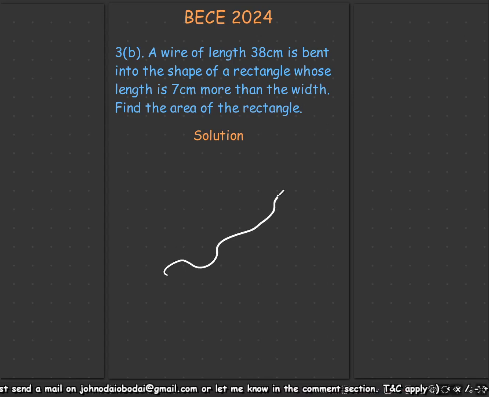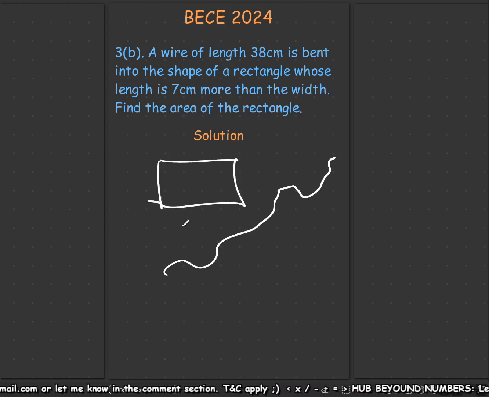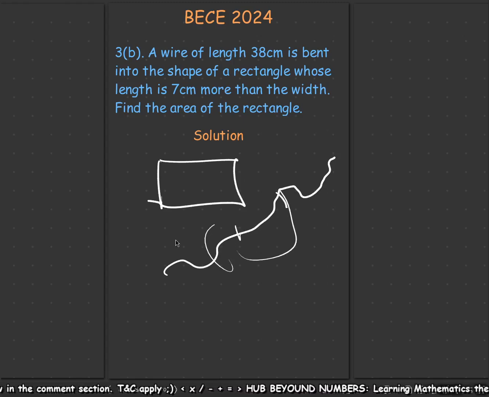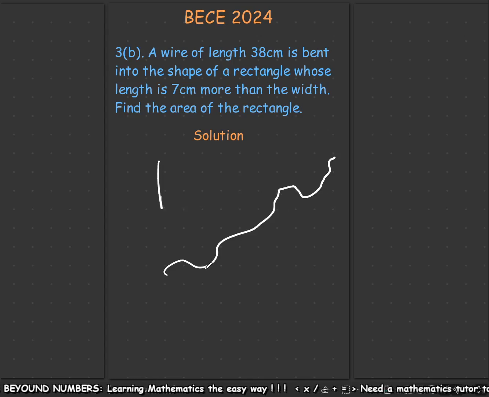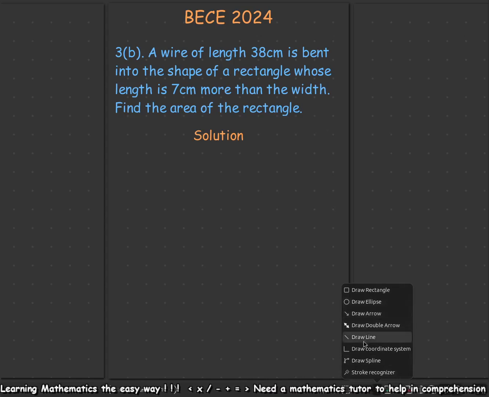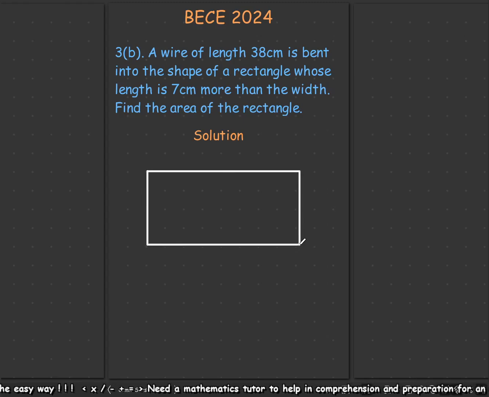So you have a wire like this, right? And then we have bent this to form a rectangle. You see, you have cut here and remolded it to form a rectangle. All they are saying is the new rectangle you have formed, its length is 7 centimeters more than its width. So for a rectangle, let me draw a rectangle here. This can be the rectangle we are talking about, right?